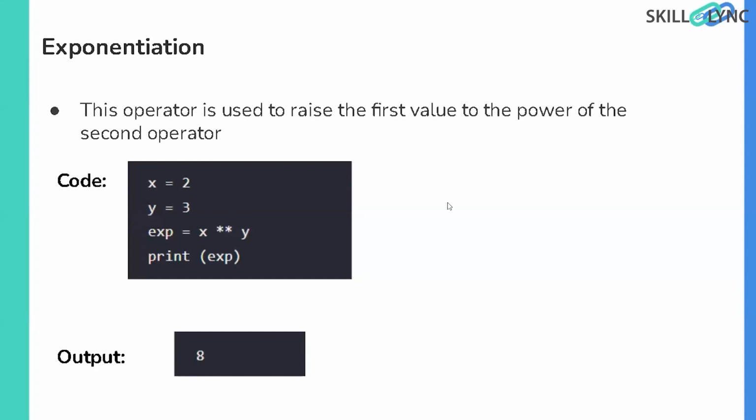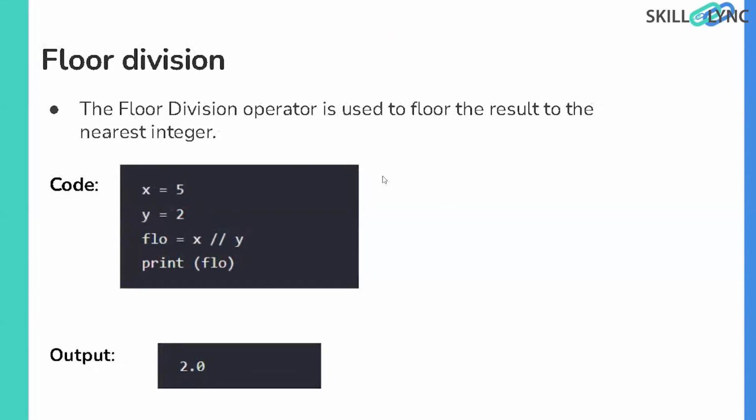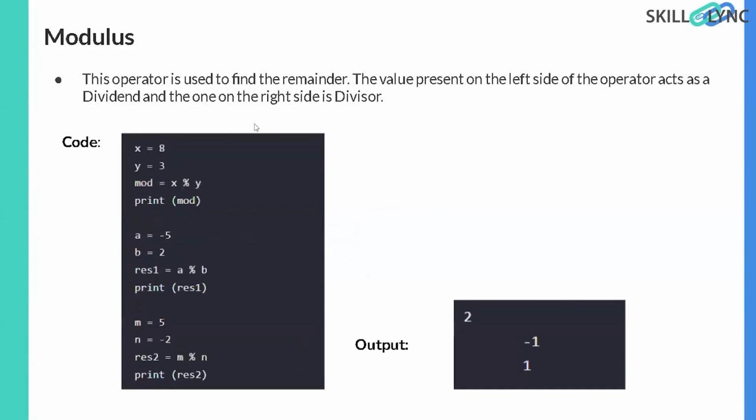So the modulus operator is used to find your remainder. So if you divide 8 by 3, what is the remainder you are going to get? 8 by 3, 3 twos are 6. And what is the remainder you are having? 2. So here you can see in the output screen, the first value is 2. Similarly, if you divide minus 5 by 2, what is the remainder that you will get?